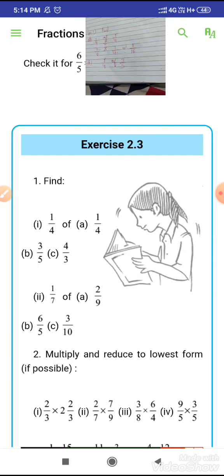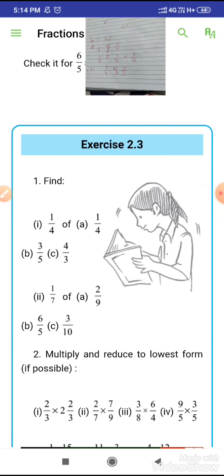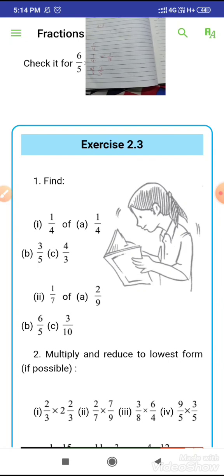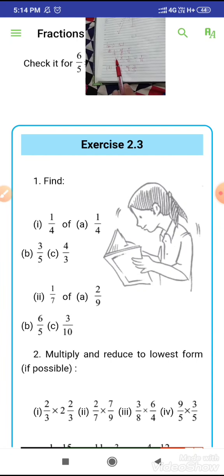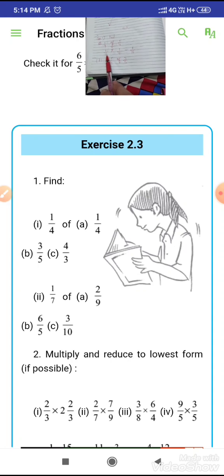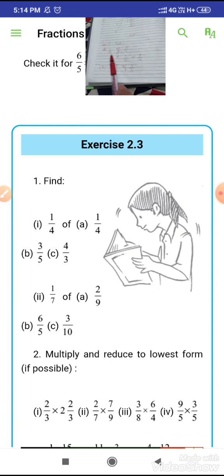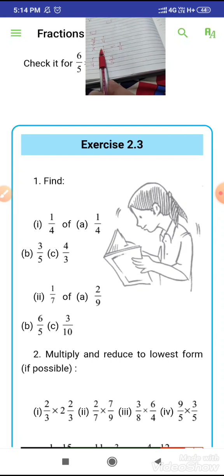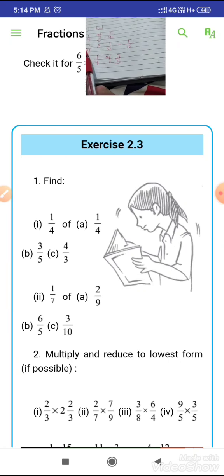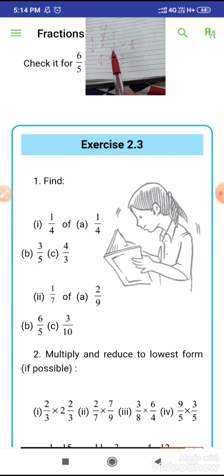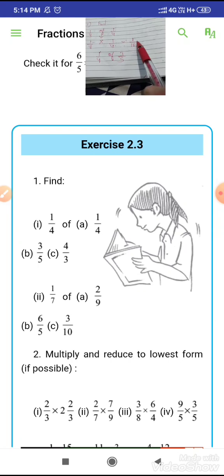As we all know, of means multiply, so 1 upon 4 multiply by 1 upon 4. In the multiplication of fractions, we simply multiply numerator by numerator and denominator by denominator. So after multiplying 1 by 1, we have 1 in the numerator, and multiplying 4 by 4, we have 16 in the denominator. So our fraction becomes 1 by 16.